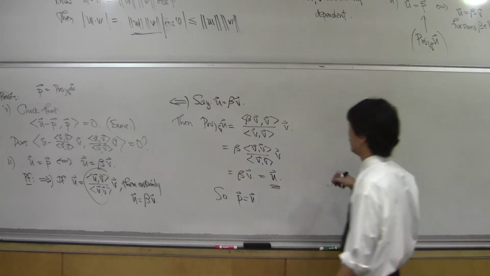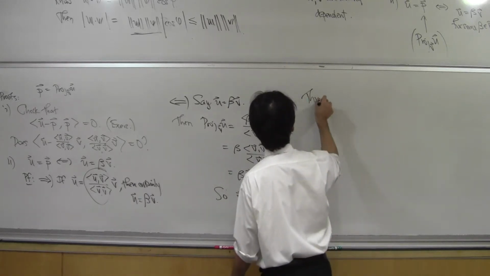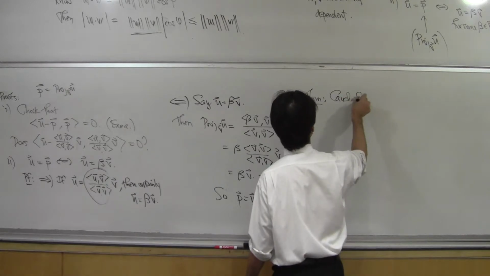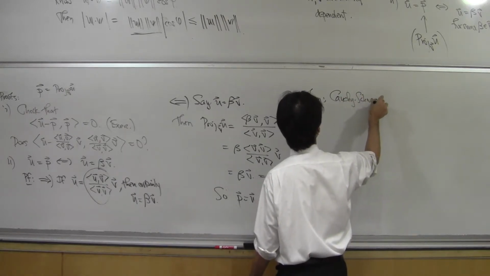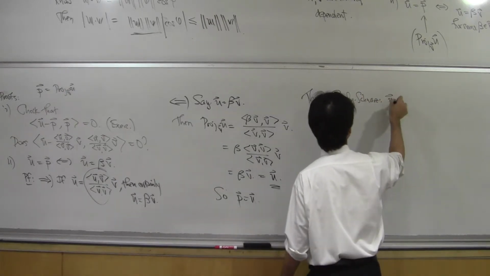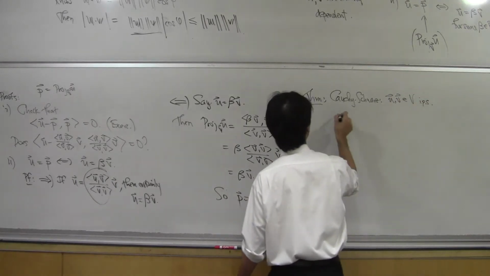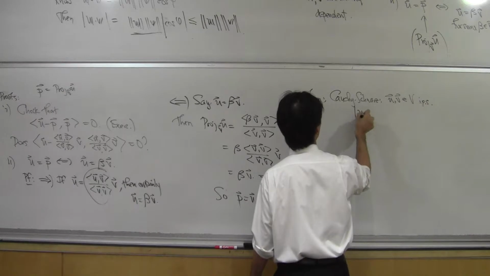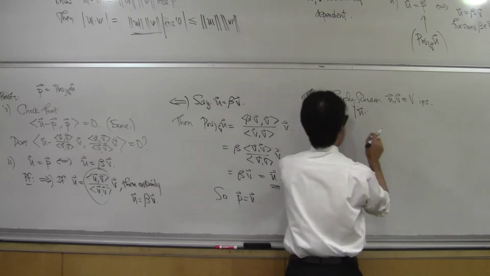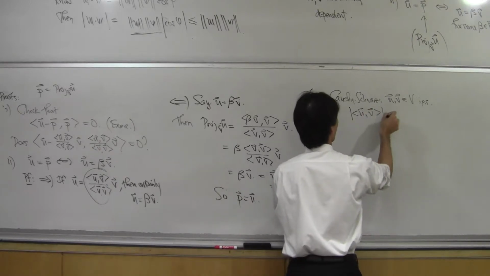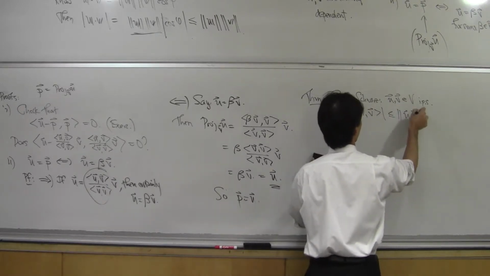Okay. So now let's do the proof of the Cauchy-Schwarz inequality. So Cauchy-Schwarz. If U and V are in an inner product space, then the absolute value of the inner product is controlled by the product of the magnitudes.